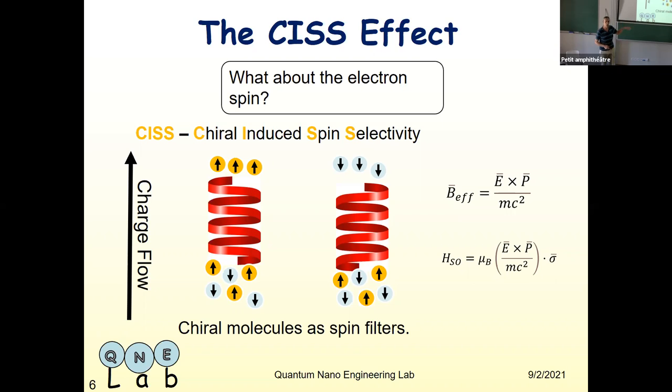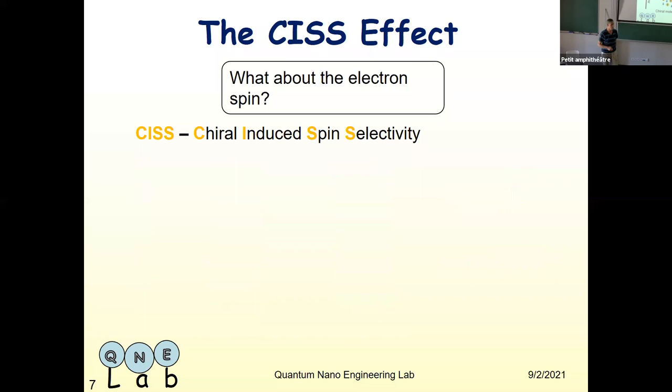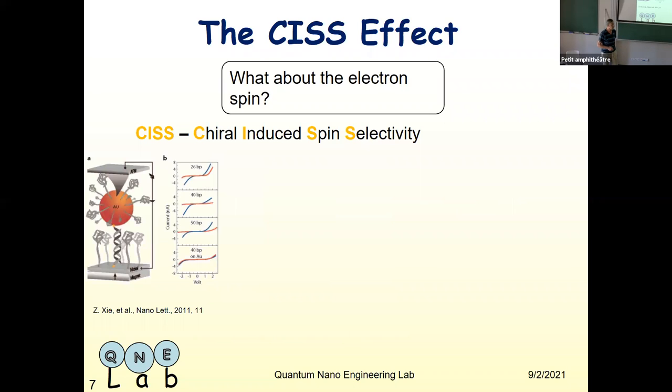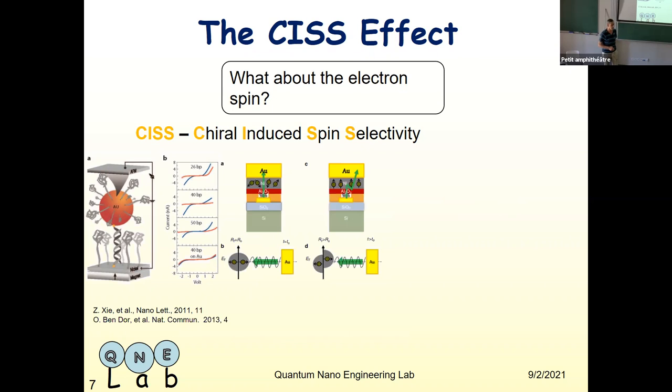So chiral molecules, or a chiral potential, is a very efficient spin filtering device. You have to preserve angular momentum. If you want to think about scattering, think about a football which rotates. Let's say you throw a football and it rotates, and because you need to preserve angular momentum, it's immune against scattering. So this is why this potential is very, very important. The effect is called the chiral induced spin selectivity effect.